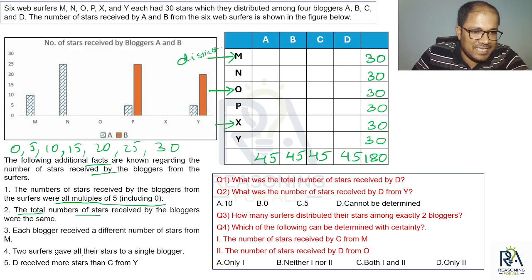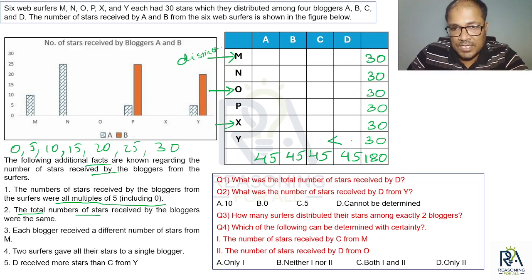Then D received more stars than C from Y. So this value will be greater than this value over here. Okay, let's fill it up. Let's use the graph now. I know the values will be multiples of 5, so reading the graph will be very easy now.